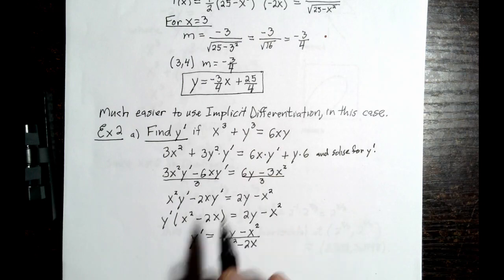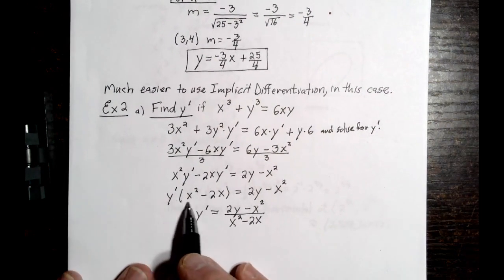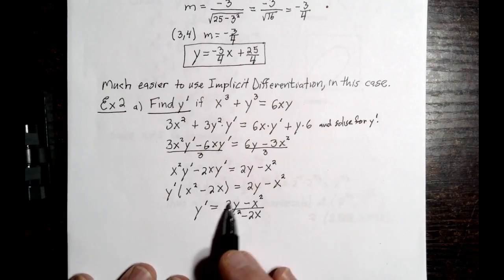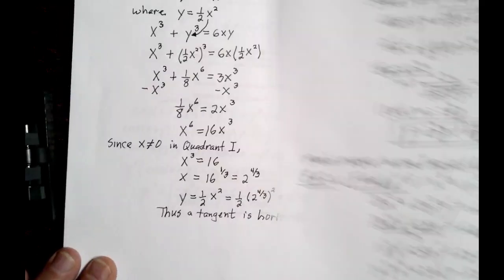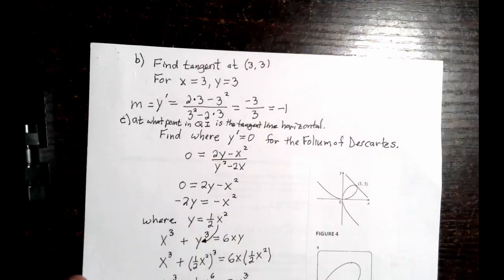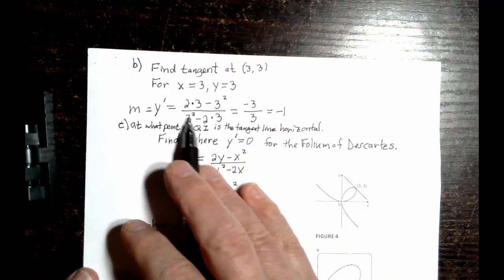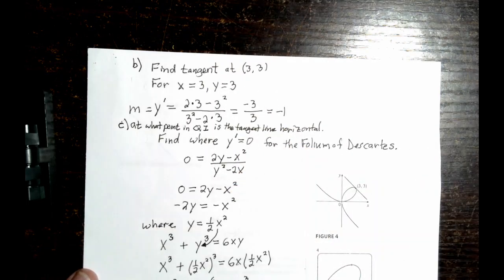We divide by 3 since everything has a 3 in it. We factor out the y prime, and now if we divide both sides by this number here, we get y prime all by itself. Now if you want to find the tangent, you just plug in your x and y into the function and you get your slope, and then you can find your equation of a line there.